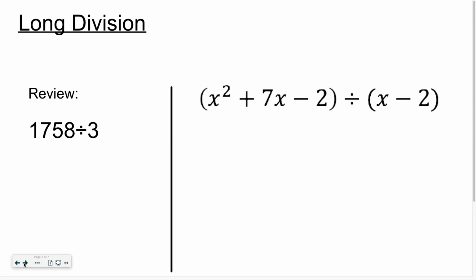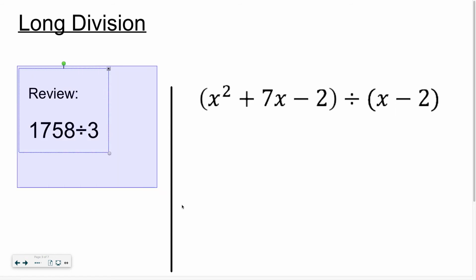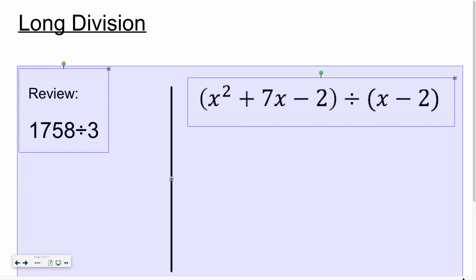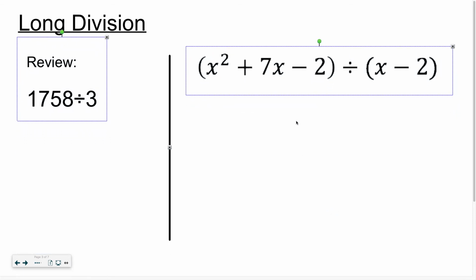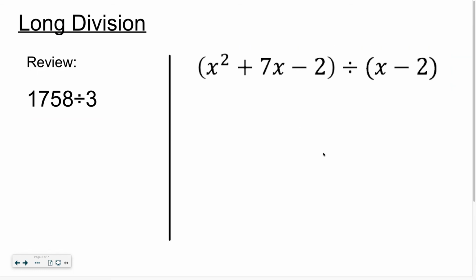Let's start with a little trip down memory lane. I'm going to review 1,758 divided by 3 on the left. Most of you, I'm guessing, were taught long division where you put 1,758 inside the division box. Did it look like this?